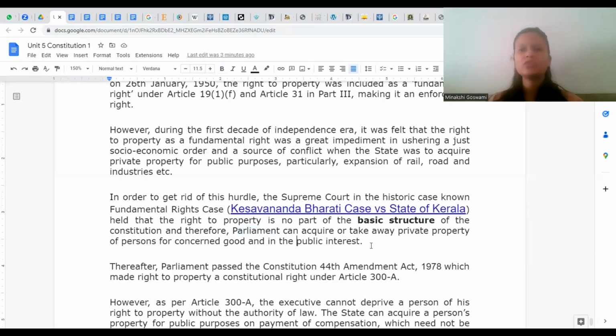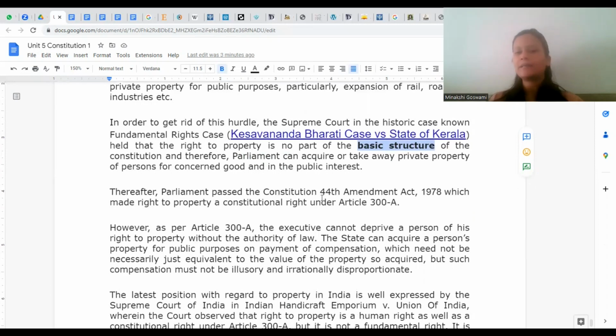So for public interest, private properties can be acquired by parliament, because it's not a part of the basic structure of the constitution. And that's the reason why parliament came up with the 44th constitutional amendment in 1978, whereby the right to property was removed from fundamental rights and it was added as a constitutional right only under Article 300A.